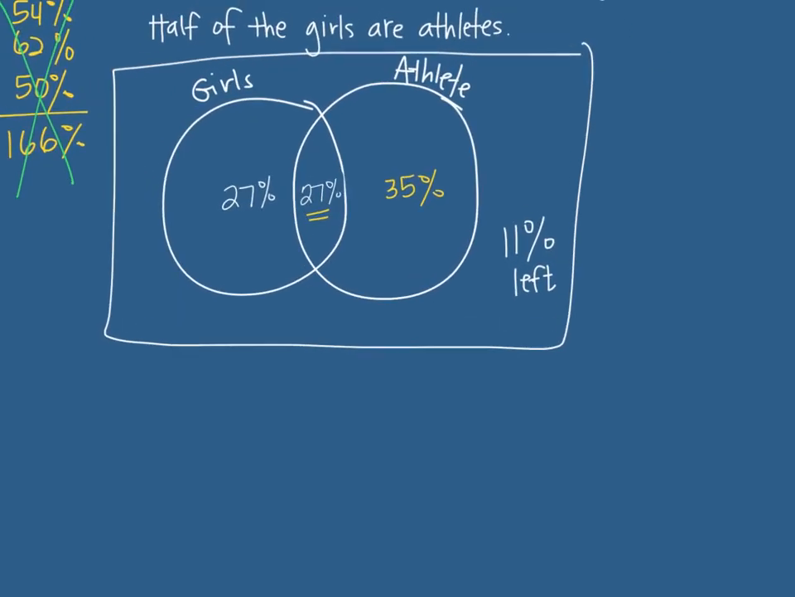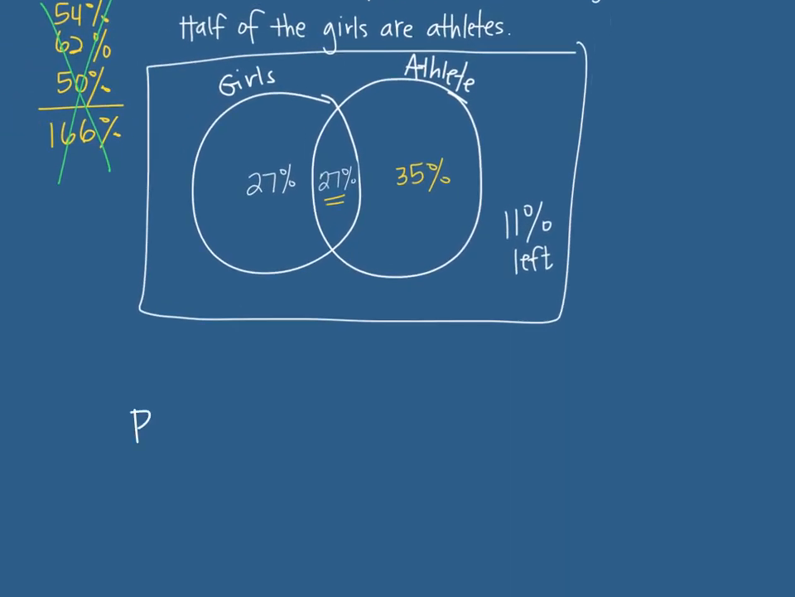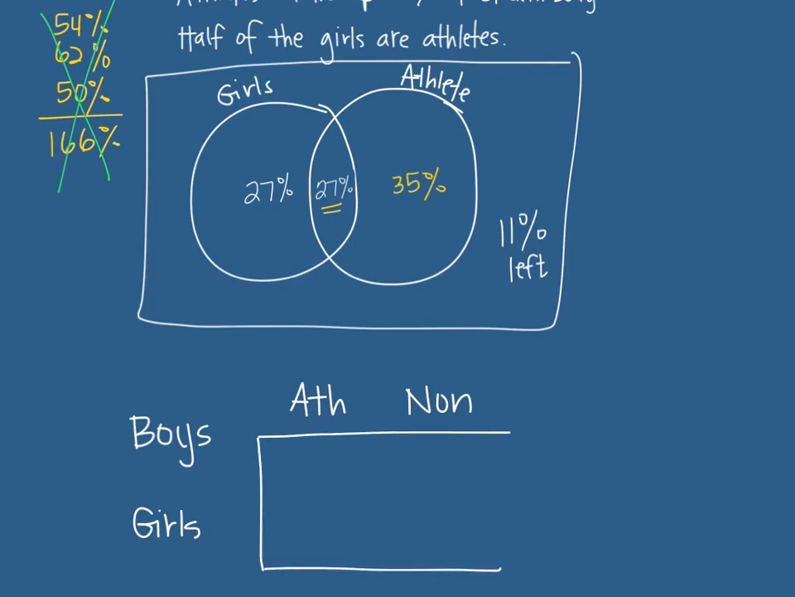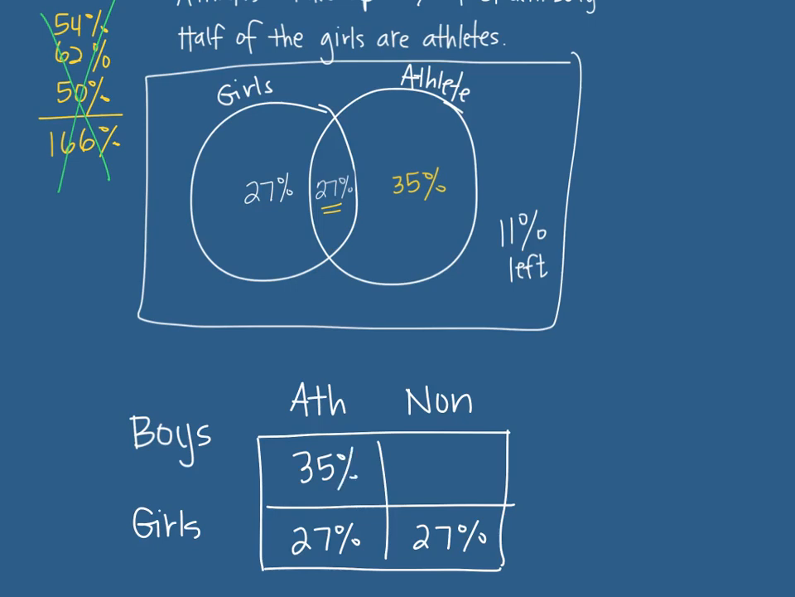Another way you can arrange this same information is to do it as a box diagram. So we've got boys and girls. We have athletes and we have non-athletes. So here's another way that some people will arrange this information. Okay, well, let's do the girls that are athletes, 27% of the student body. The girls that are not athletes are 27%. The boys who are athletes are 35%, and the boys who are not are 11%.